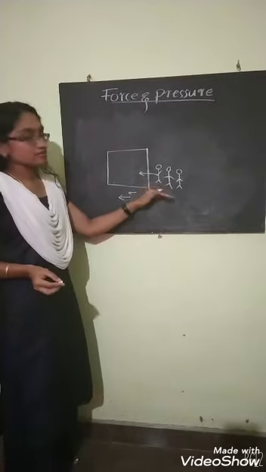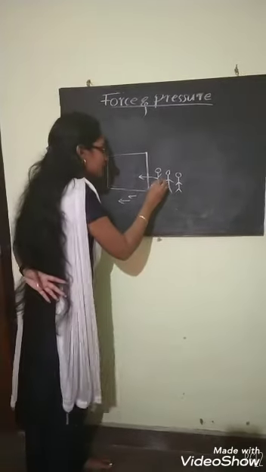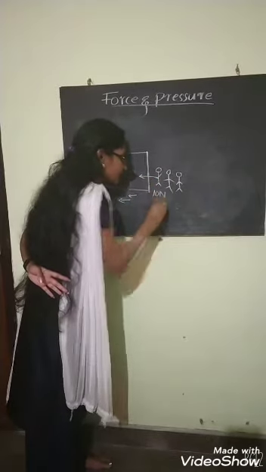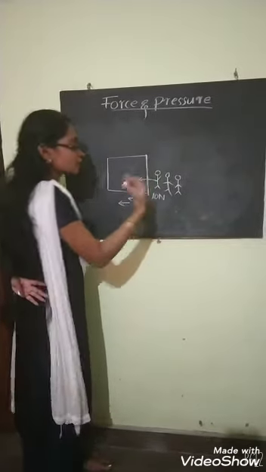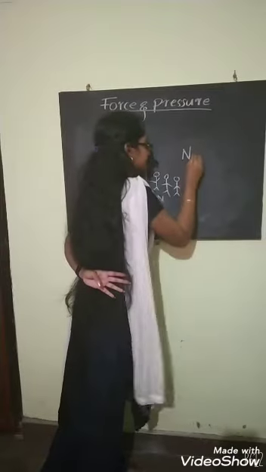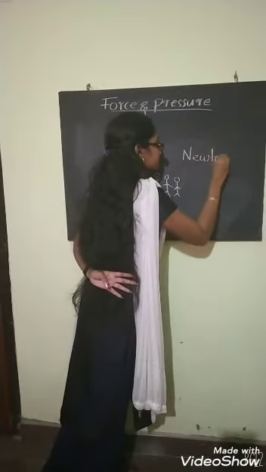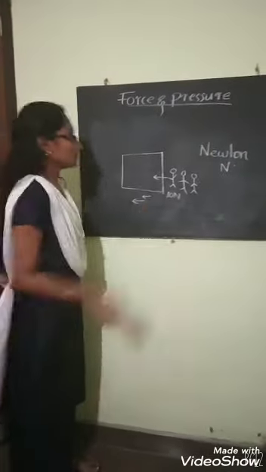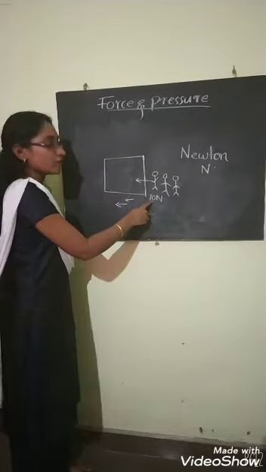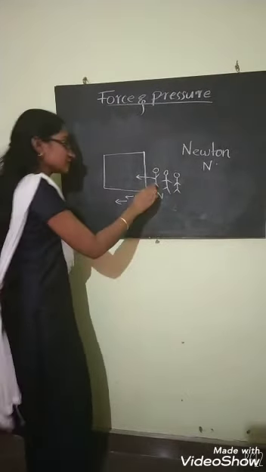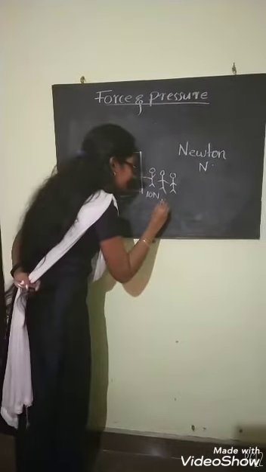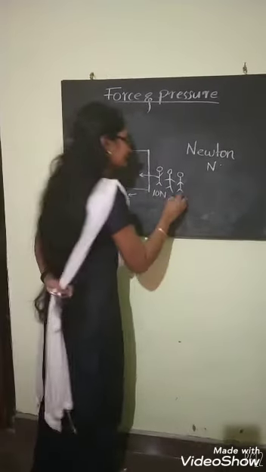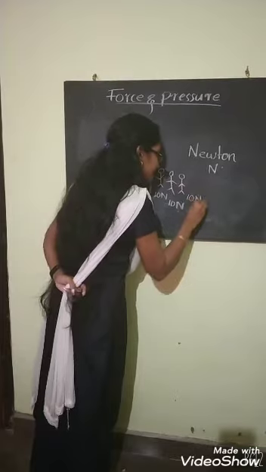What happens here? First of all, this person is applying only 10 Newton. You know, the unit of force is Newton. We denote it as N. So, this person first gives only 10 Newton. After that, we called another person and he gave 10 Newton again. And again another person comes, and again 10 Newton.